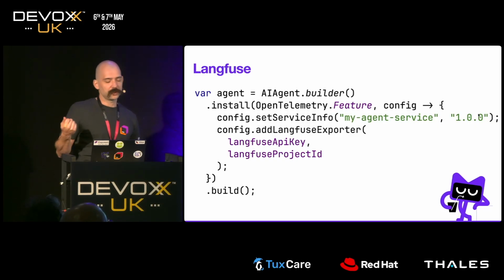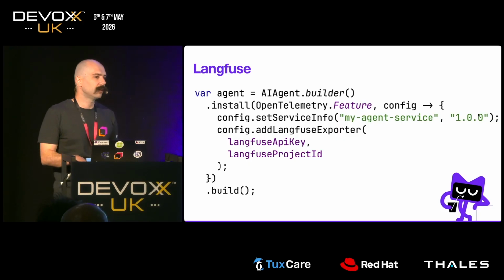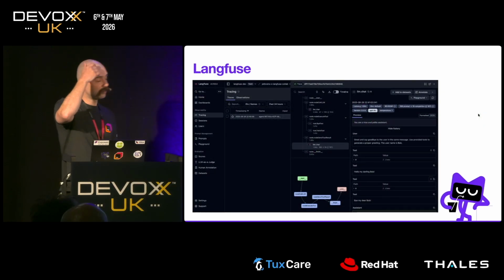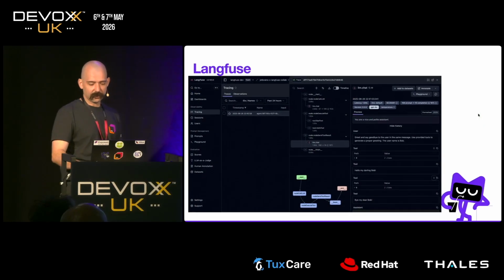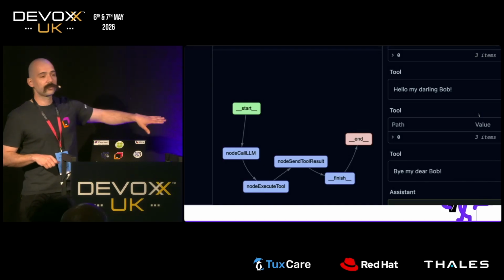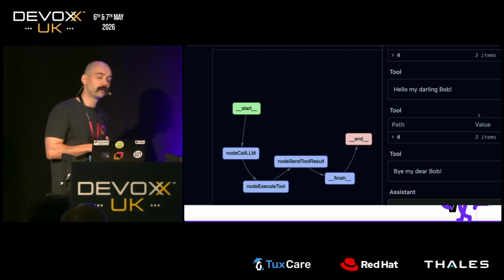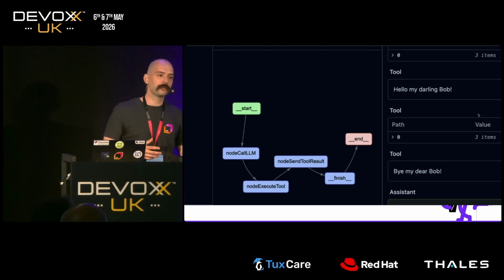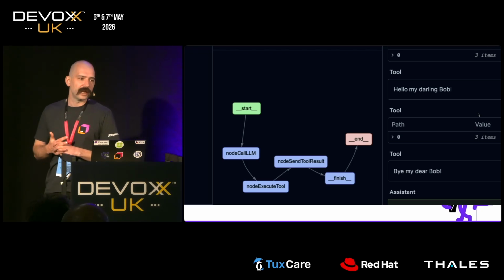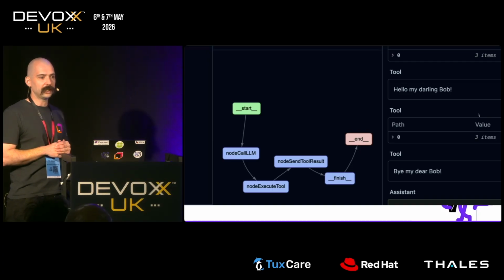And with Langfuse, you can just specify your API key and your project ID, and it will automatically export everything to Langfuse. What is interesting about Langfuse is that it offers this graph-based view, right? And this will be the exact same graph that you created in Koog. You can actually see a visual representation of your graph as it is running, and you can monitor what it is doing in the graph, what, why, and when.